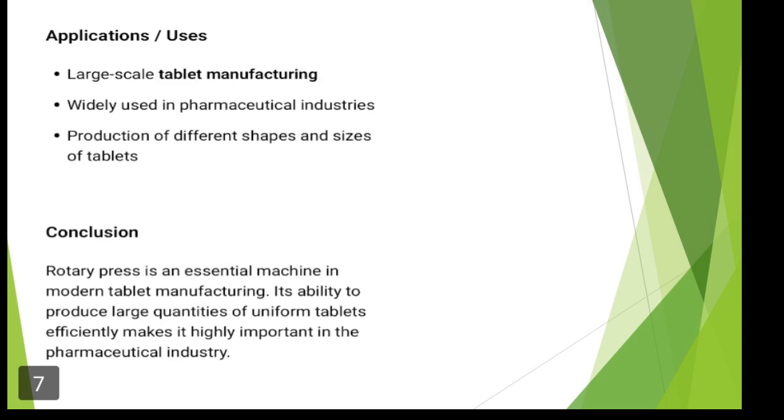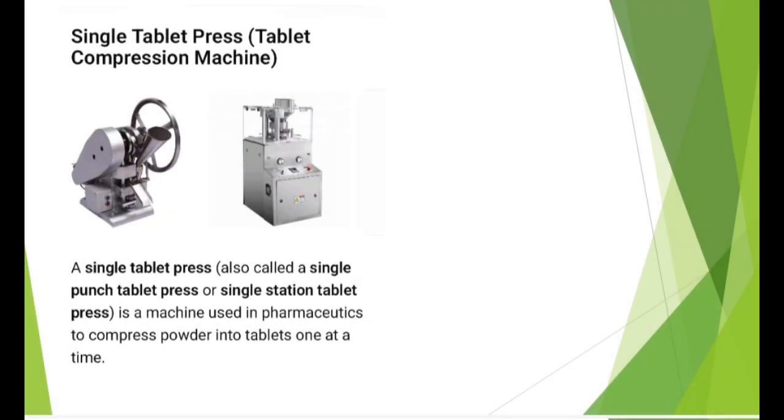Next we see about the single punch tablet press, which means single station or eccentric press. It consists of a single set of tableting tools: a single die and one pair of punches, upper punch and lower punch. The compaction force on the fill material is exerted by the upper punch while the lower punch is static.